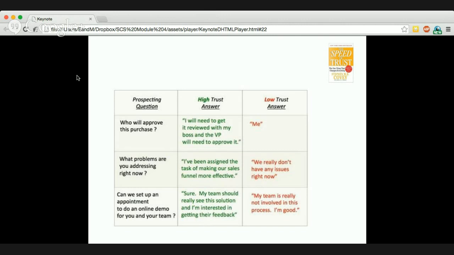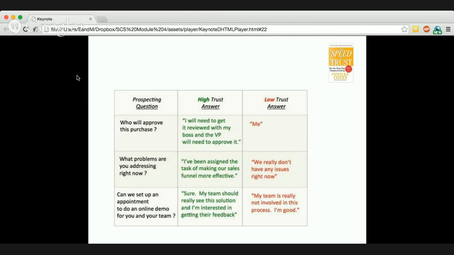So as you're talking with your contacts, let's see the difference between a high trust answer and a low trust answer. A prospecting question is one where you're talking to someone who could potentially be your customer or who could potentially refer you. You ask them, who will approve this purchase? Now, this might be a B2B conversation, business to business, or it could be B2C, business to consumer, where someone might need to consult with their wife, or they might need to talk to a friend before making a purchase.